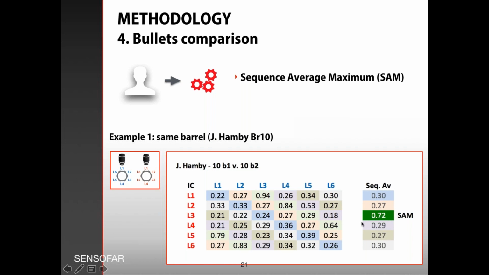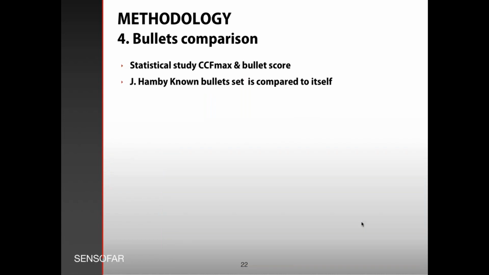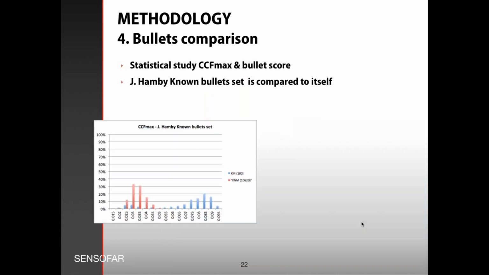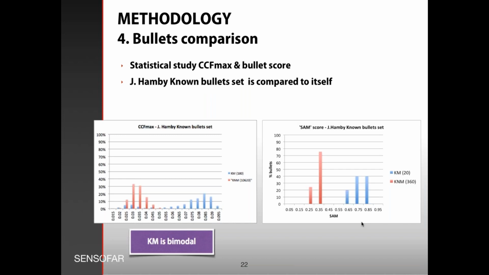And this score will only be high when the bullets have been fired with the same firearm. Next step is to see the performance of that with this study I mentioned with 15 unknown bullets compared to the 20 known. So we take the 20 known and we do a statistical study because we know in advance for these 20 known bullets which ones correspond to which ones.